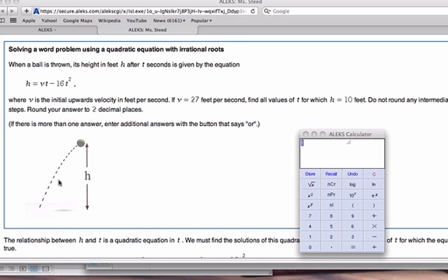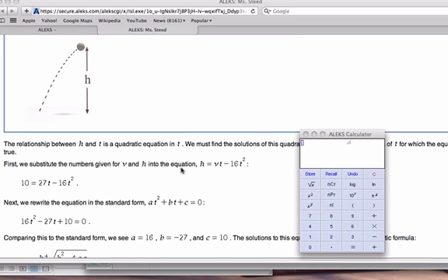Okay, so here's a little picture of what's happening. This is the height of the ball over time. So after 1 second or 2 seconds or 3 seconds, you can find the height. That's the general idea of what's going on here. Okay, so here's your formula. You replace h with 10, v with 27, and you have a quadratic equation.